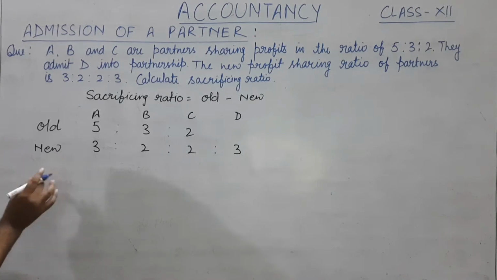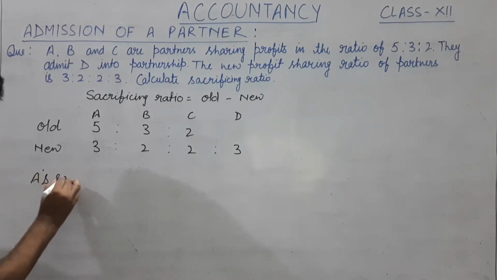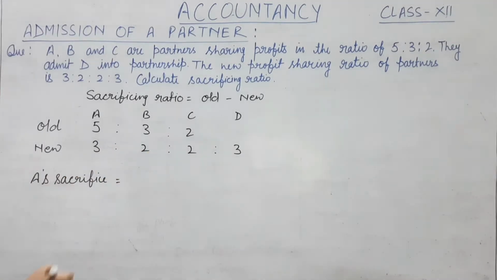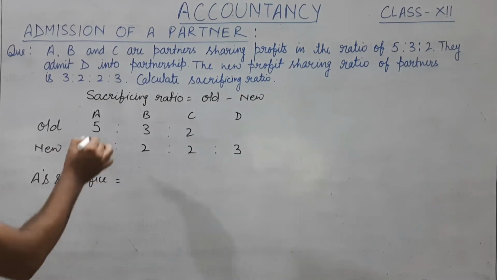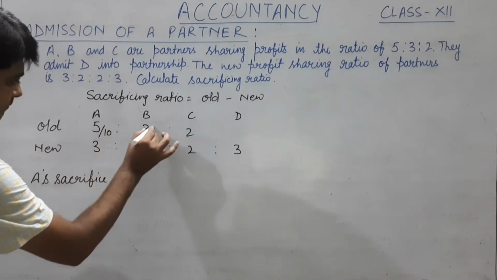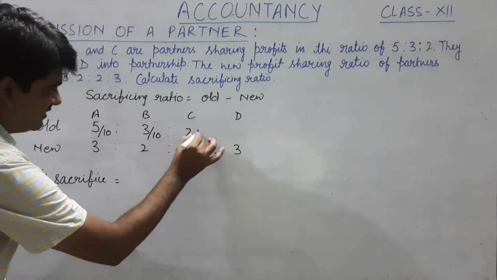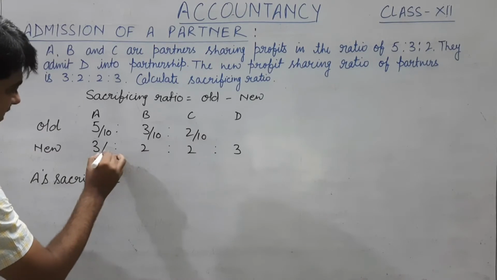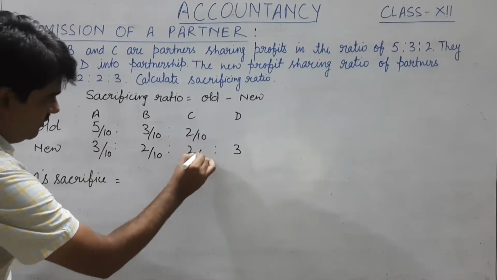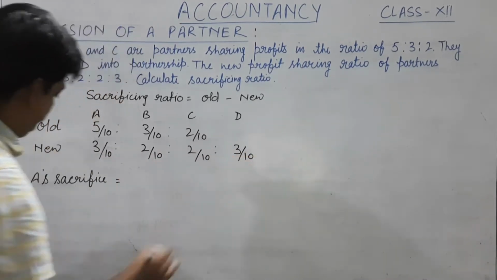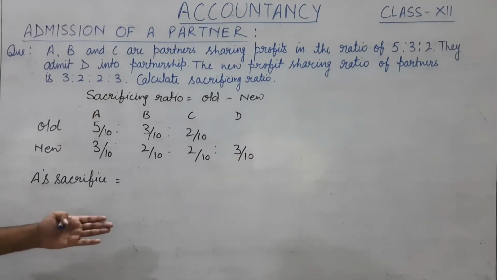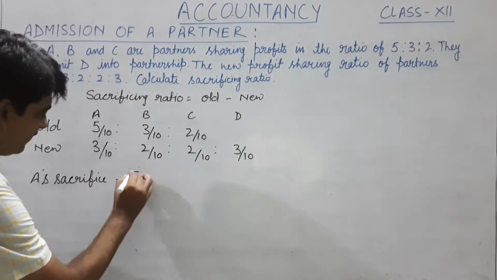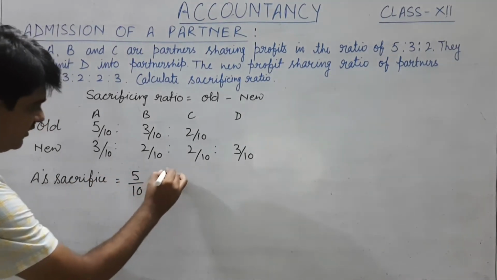So firstly I will calculate A's sacrifice. A's sacrifice will be old minus new. So you can see A's old is 5/10, B's old is 3/10 and C's old is 2/10. Same way A's new is 3/10, 2/10, 2/10 and 3/10. So the formula for sacrificing ratio, once again I am telling you, is old minus new. So A's old is 5/10 minus new is 3/10.